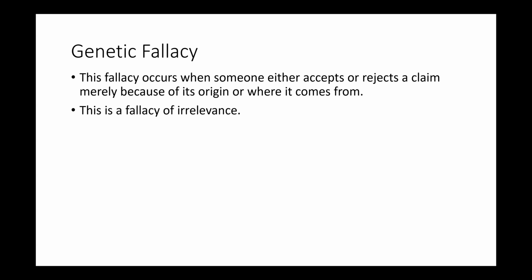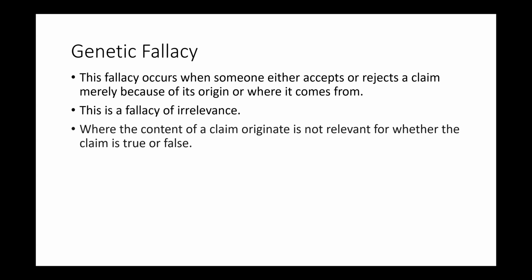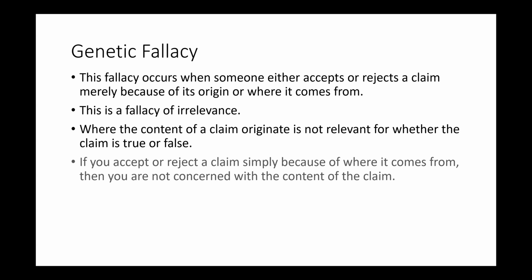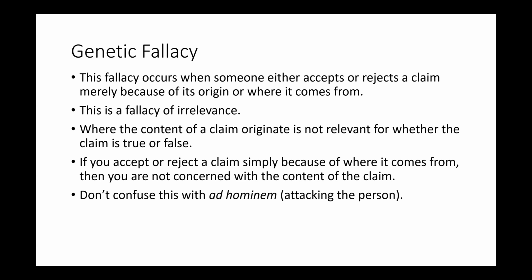So it's a fallacy that's directing us away from what we should be paying attention to. And here, the idea is that where the content of the claim originated simply is not a relevant factor with regard to whether or not that claim or that belief is true or whether it's false. So another way to put that is its origin story is not a contributing factor with regard to its truth or falsity. So if it turns out that you accept or reject some claim merely because of where it comes from, then you're not going to be concerned with the content of the claim. But again, this is not saying that it's because of the person who is offering the claim. That's actually called an ad hominem argument where you're attacking the person. And we'll look at that type of fallacy later.